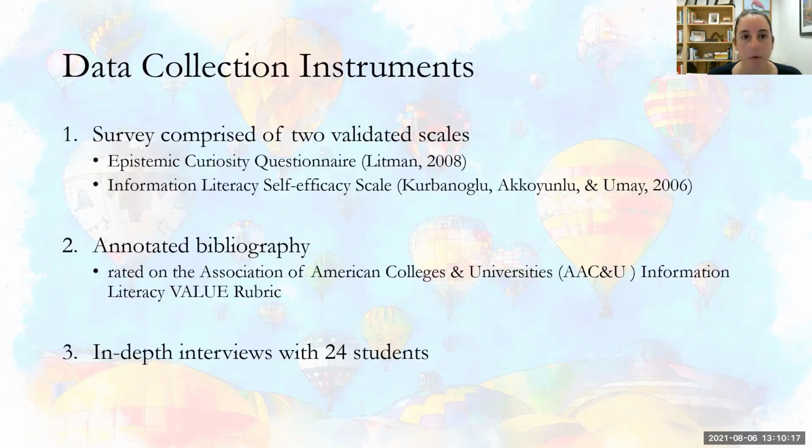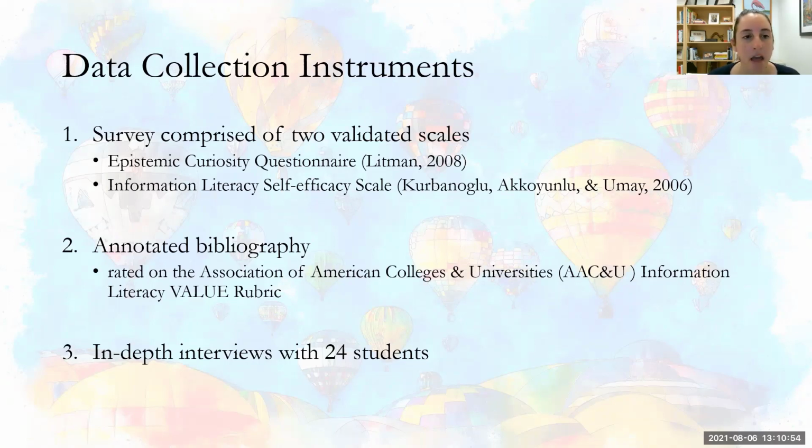So just to go a little bit more in depth into my data collection instruments, the survey that I've mentioned, that was given halfway through the course, had some demographic questions, and it was also comprised of 2 validated scales. The first one that I mentioned, the epistemic curiosity questionnaire, measured students' epistemic curiosity. And epistemic curiosity, there's lots of different types of curiosity. It's the one that focuses on knowledge and the need to know, the need to fill an information gap. So to me, that seemed to relate the most to that kind of curiosity that we feel as we start to research.